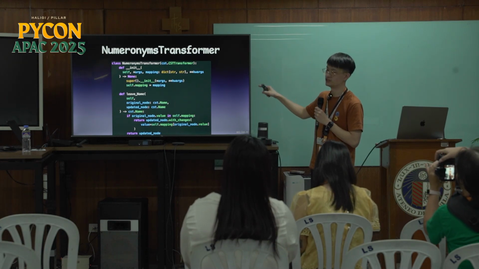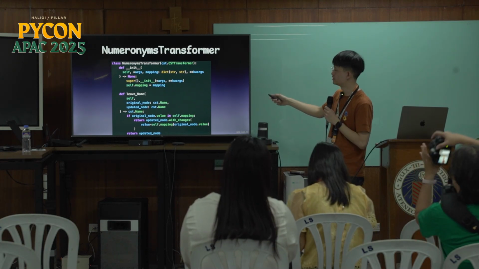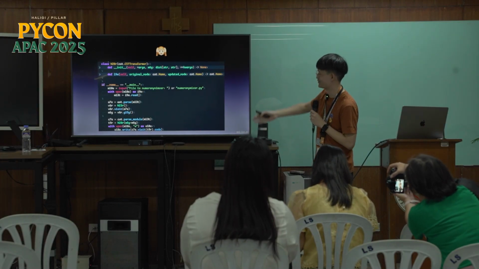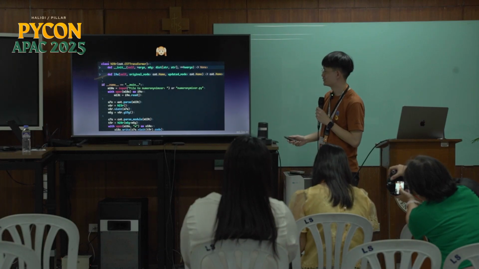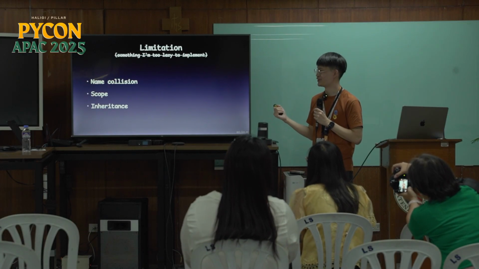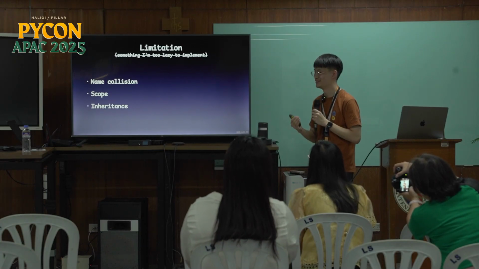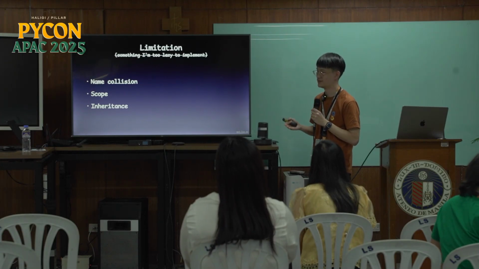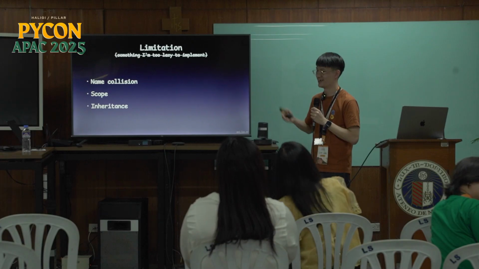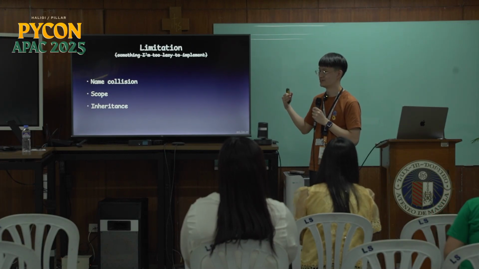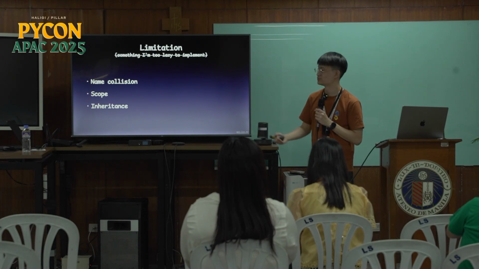And this is implemented with the CST transformer. And yeah, it can change itself into this kind of nonsense. So yeah, there are some limitations to this implementation, or things I was just too lazy to actually implement. If there's a name collision, it can't handle that. Like if you have a function named F23 and another word is also F23, they'll be viewed as the same variable.